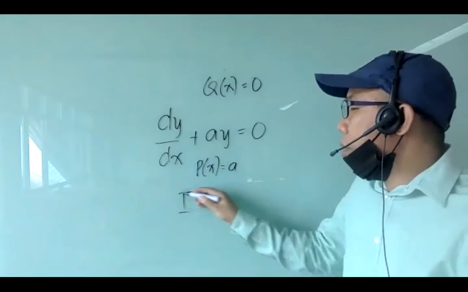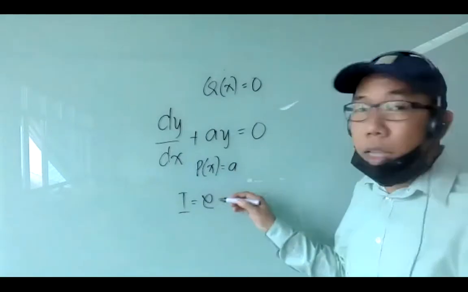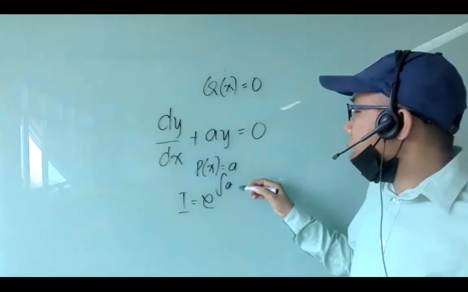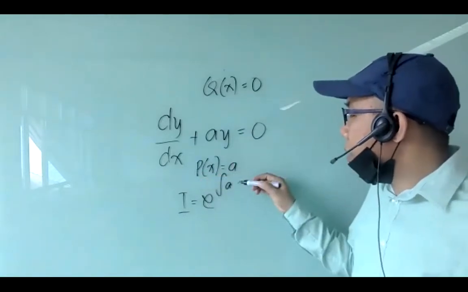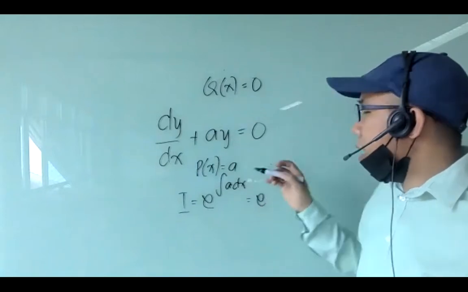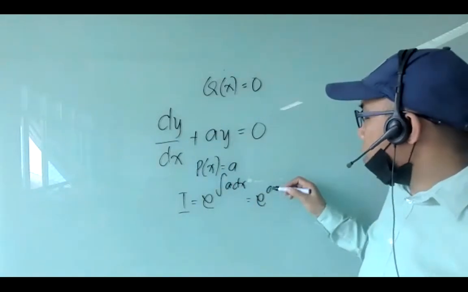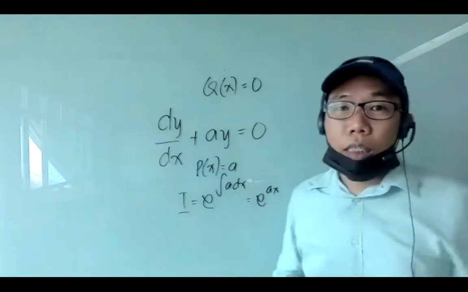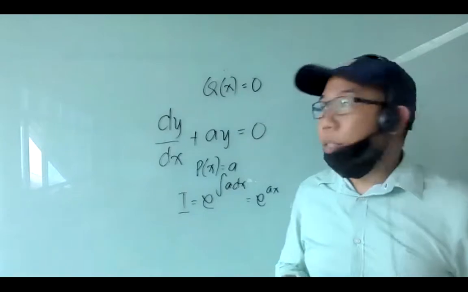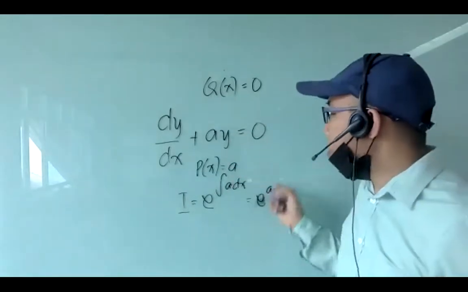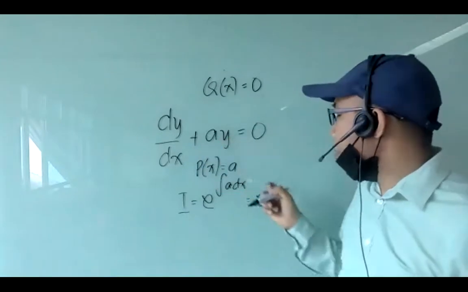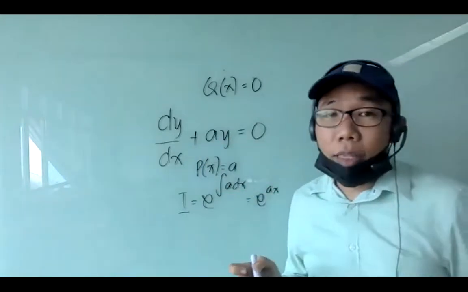So we will determine the integrating factor that is e raised to the integral of P as a function of X times dx, di ba? So A dx. So, ibig sabihin, the integrating factor is e raised to ax. Okay, nasundan pa? Now, we will multiply the standard form by this integrating factor para maging exact siya.